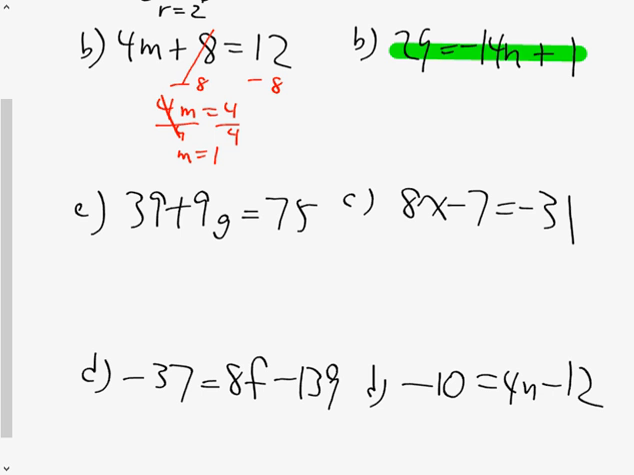Question C, my constant is 39, so I'm going to subtract 39 from both sides. 9g equals, what's that going to be, 36.